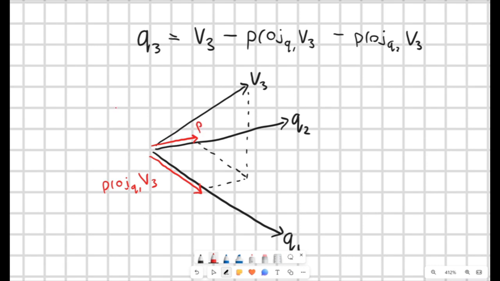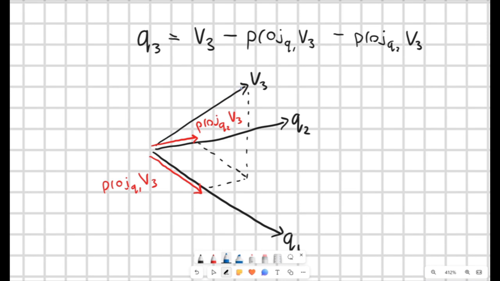So that is projection onto Q2 of V3. And then let's perhaps choose a different colour for this next bit. So our Q3 is, what we're going to do is, again, just follow geometrically this vector addition that we see here. So it's V3, so we travel along V3, minus the projection onto Q1 of V3. So that's this vector here.